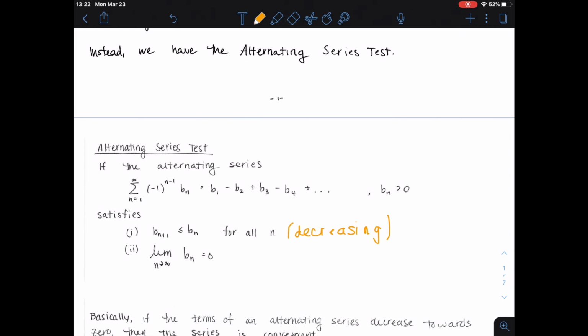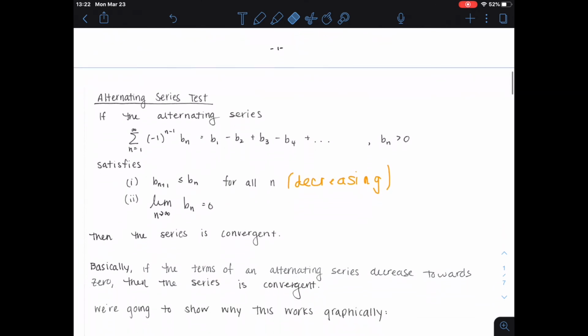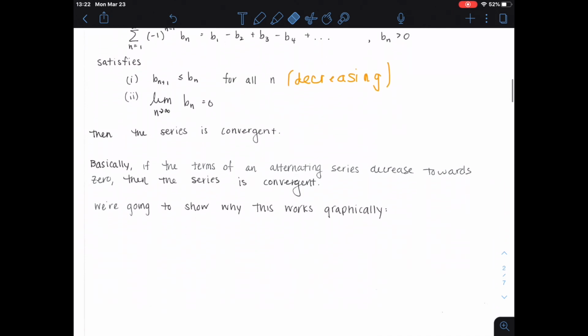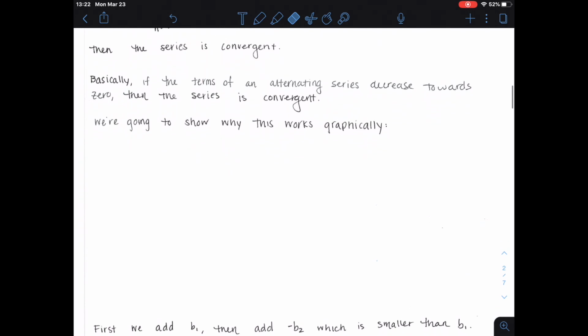So after you ignore the alternating part, what's left over? Do those terms decrease, and does that limit go to 0? If those two things happen, you get that the series is going to be convergent. So kind of the intuition of this is if the terms of an alternating series decrease towards 0, then the series is going to be convergent. So we can think of why this actually works graphically, thinking about those partial sums.